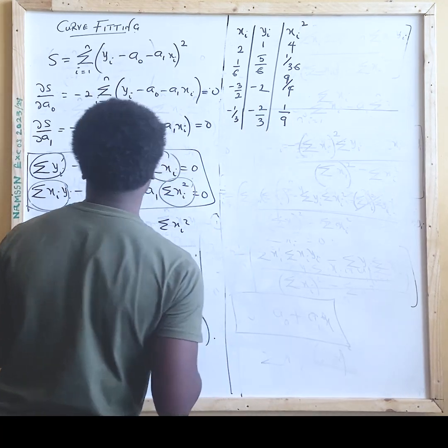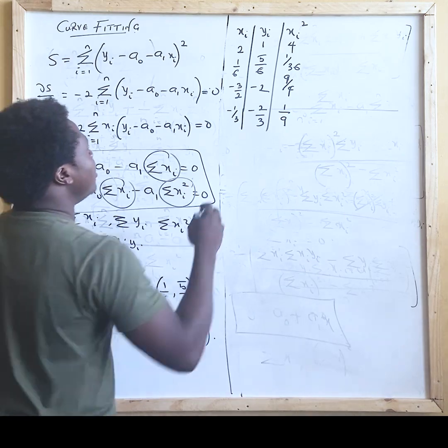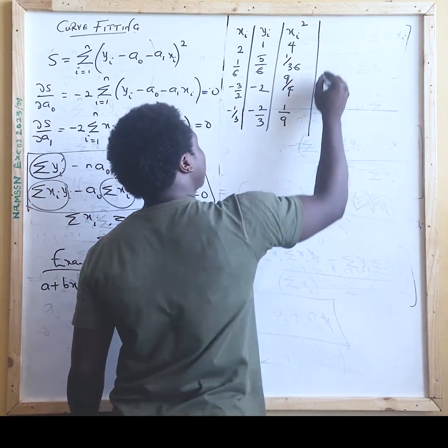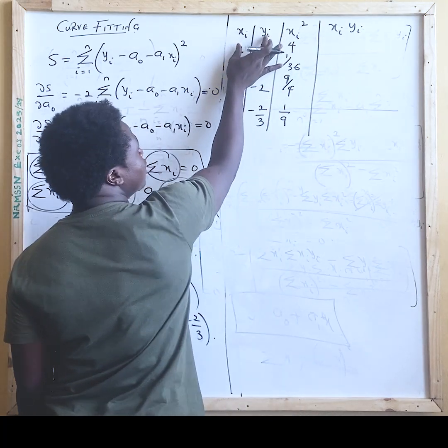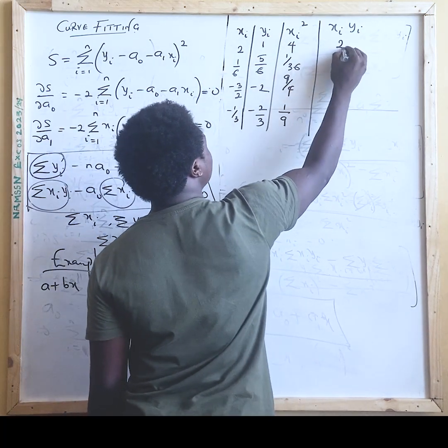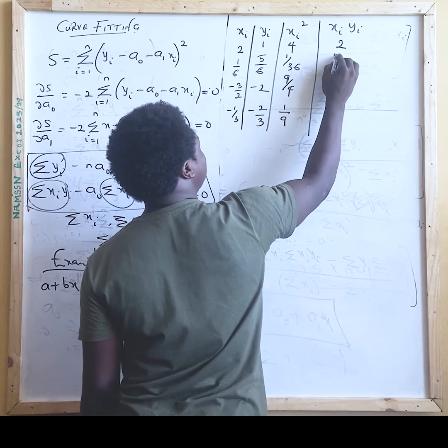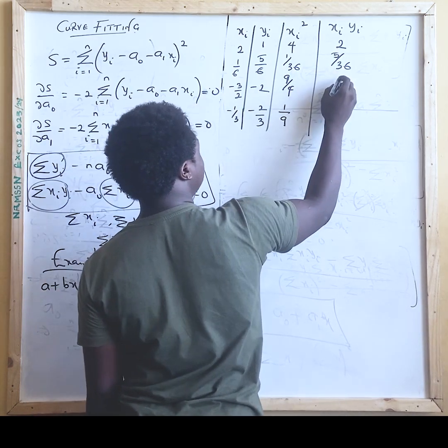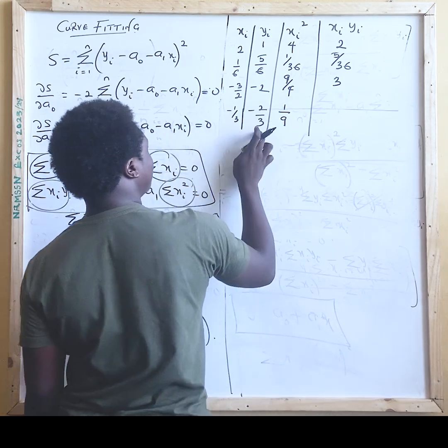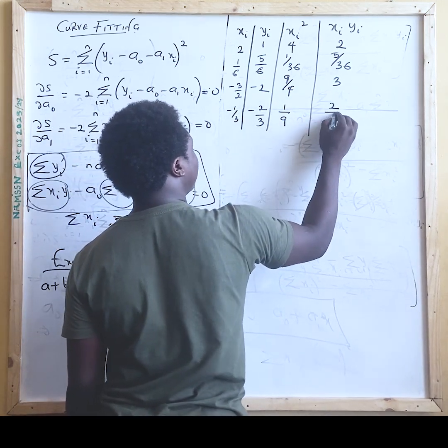Again, it says we need xiyi. So I can come here and get a particular xiyi by multiplying these two things. So 2 times 1, 2. This one, that's 5 over 36. This one, that's 3. Then this one will give me 2 over 9.